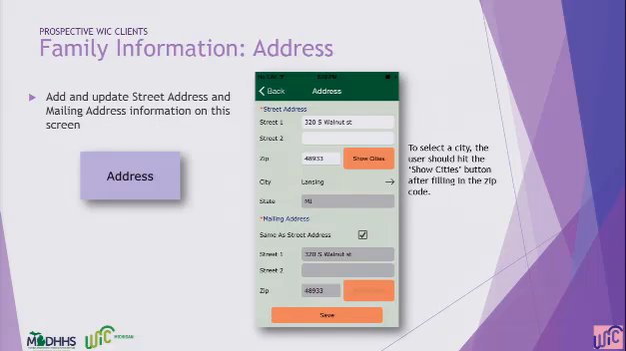The address page allows the user to add and update their street and mailing address. If their mailing address is the same as their street address, they will be able to select the Same as Street Address option to prevent them from having to enter the information for a second time. Note, to select a city, the user should select the Show Cities button after entering their zip code to select from a drop-down of cities within that zip code.